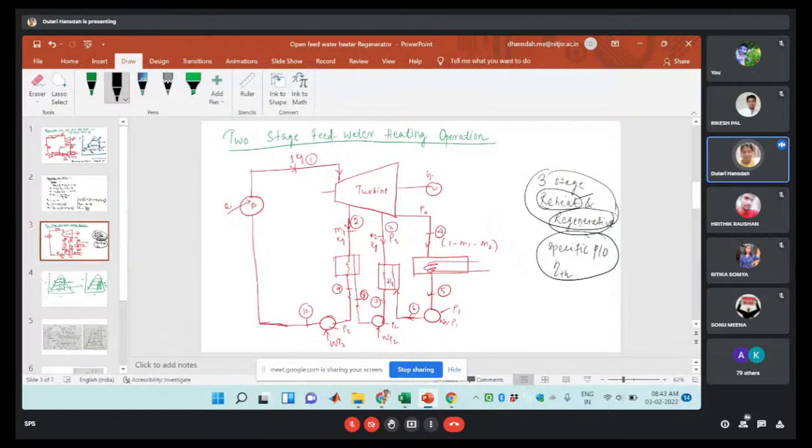Here the steam from the turbine will enter the condenser. This amount of condensate will form. It is a theoretical, ideal process, so we are not considering any losses. Then it will go to this heater, where it will exchange heat with the steam, and here it will become 1 minus M1. Then it will go to this heater again. So here 1 kg of feed water will enter the boiler, right?